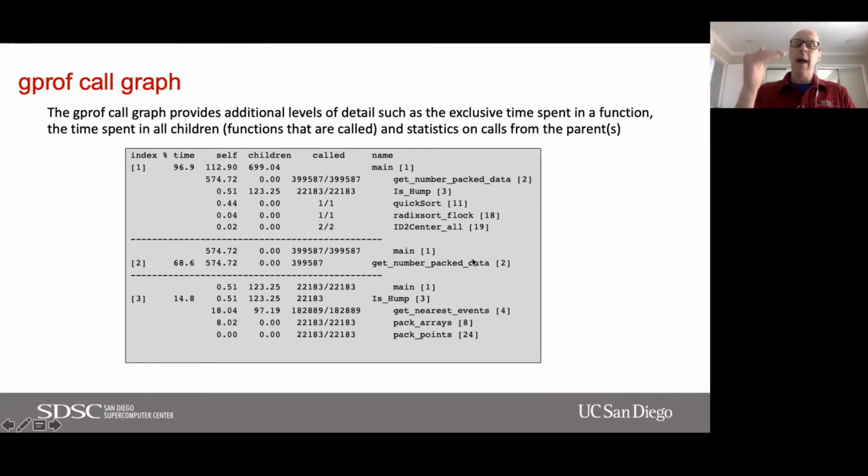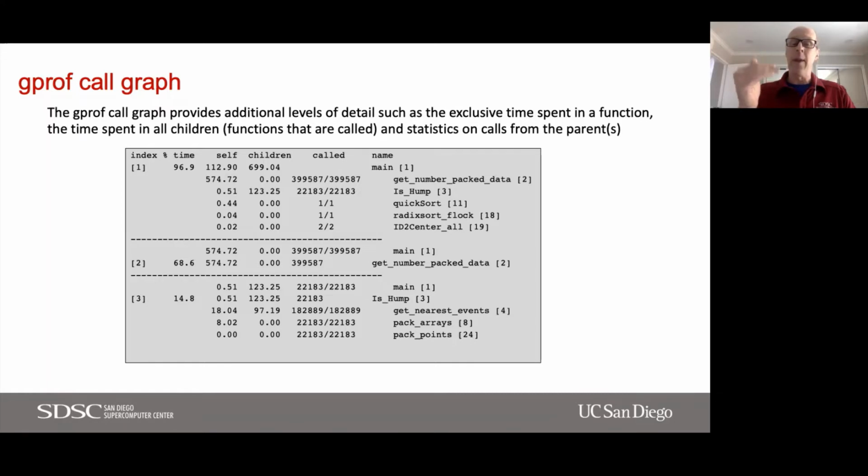And then it's followed by 22,000 calls to ishump, one to quicksort, one to radix sort, and two to ID2 center. After that, we go on to the next routine that has the highest inclusive use, and that is get number pack data. You'll notice that main is indented above it. So that's the routine that's calling get number pack data.